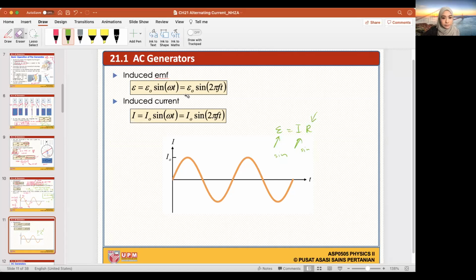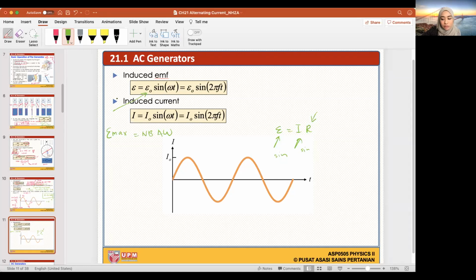Okay, so we talked about induced EMF. It follows this function. What is E naught? E naught is your maximum EMF. What is your maximum EMF? NBA omega. Okay, so that's your E naught.